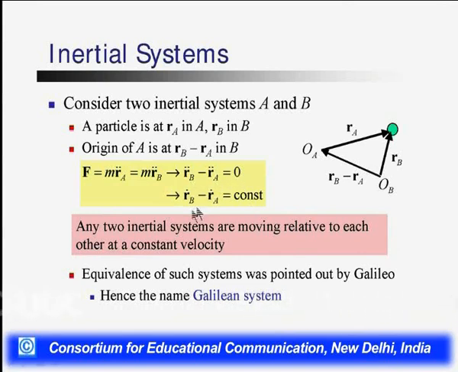Then if we take the derivative of that, it becomes RB dot minus RA dot; here the single dot is the single derivative, and the double dot is the double derivative. In the single derivative it will be the constant. Then we define the inertial frames as systems moving with respect to each other with constant velocity. The equivalence of such systems was pointed out by Galileo, and it is known as the Galilean system, where the two inertial systems move relative to each other with constant velocity.